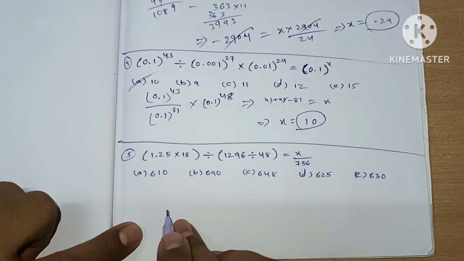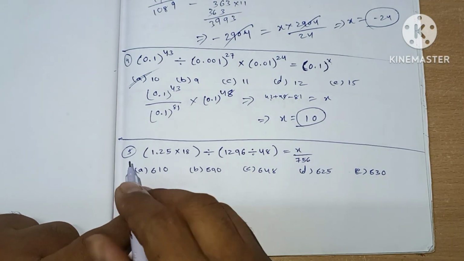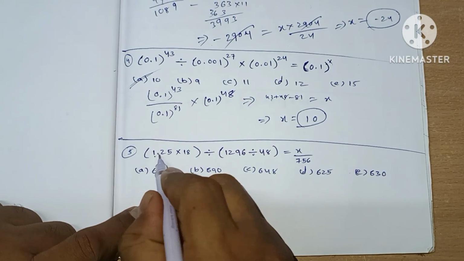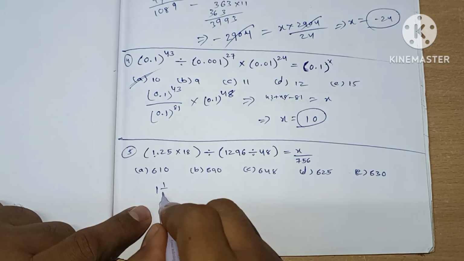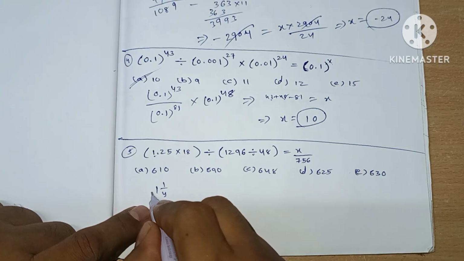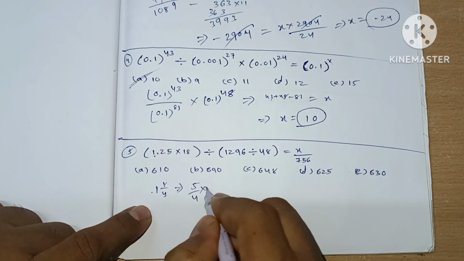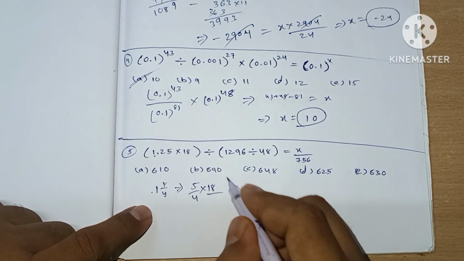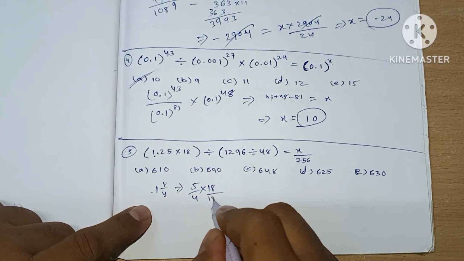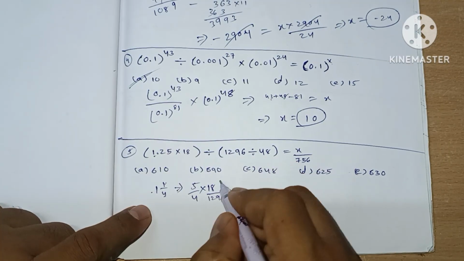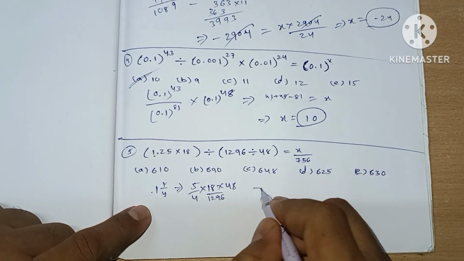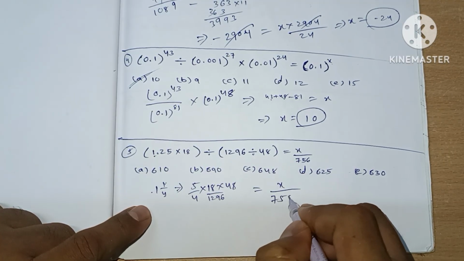Next, fifth question. In this question we must know that 1.25 is nothing but 1 by 4, means 1 times 1 by 4, plus 1 means 5 by 4 into 18 divided by 1296 comes here, and divided by 48 comes on the top, 48 whole equals x by 756.